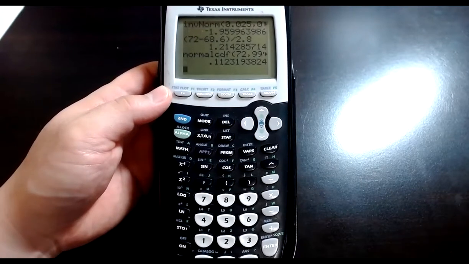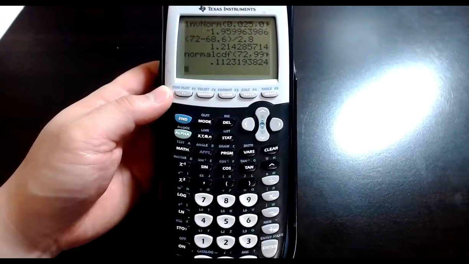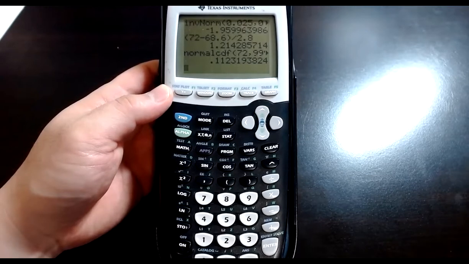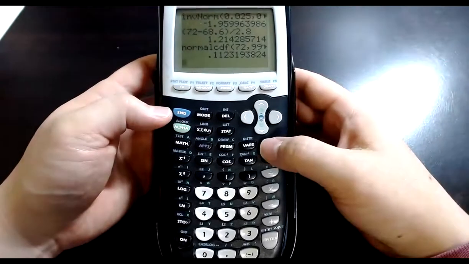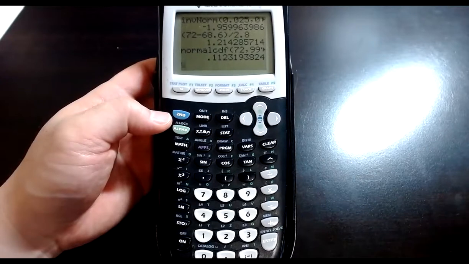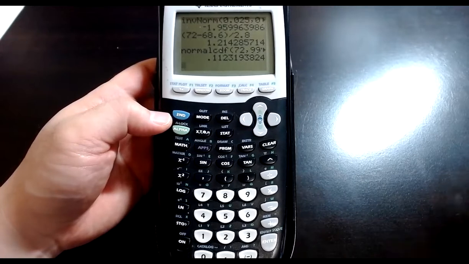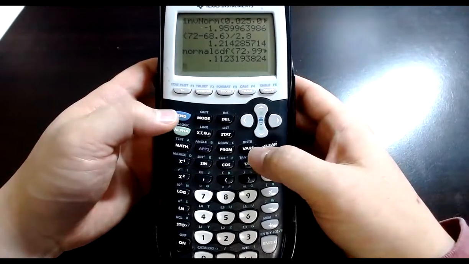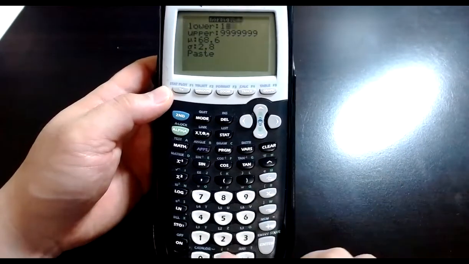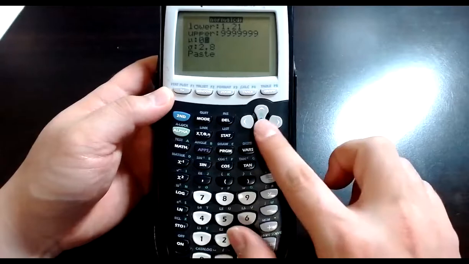I mean, this is the area between two x values of a normal distribution. Since we figured out the z-score, we can also find the probability that z is greater than 1.21, because 1.21 is the z-score corresponding to the value 72 of the random variable. So we go to normal CDF again. Lower must be 1.21. Keep in mind that the answer must be equal. Upper is 9999, mu is 0, and sigma is 1.